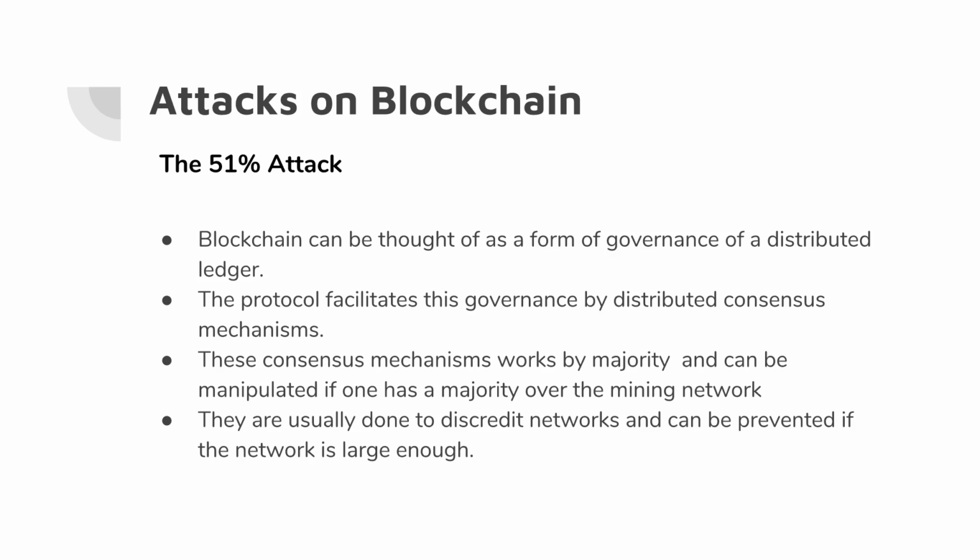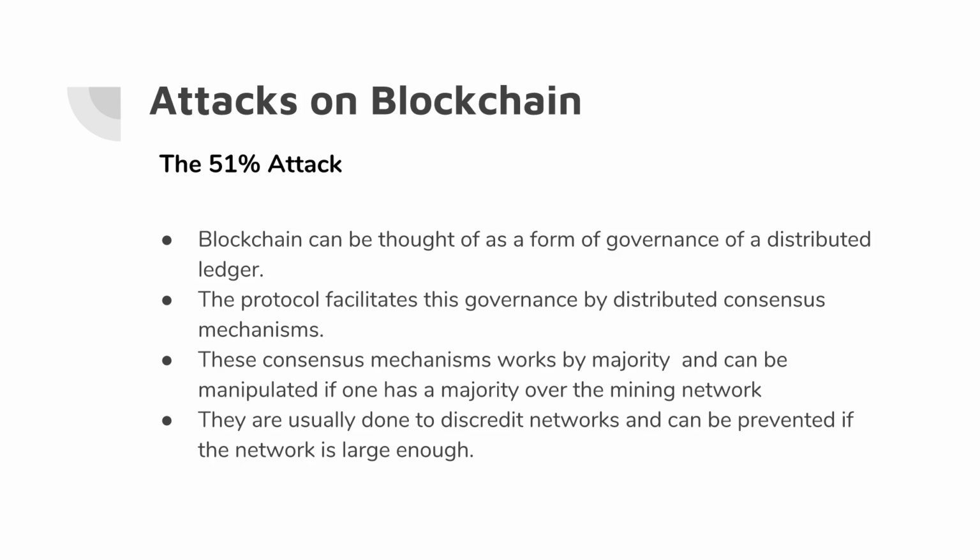Now we go into the attacks on the blockchain. A blockchain can be thought of as a form of governance of a distributed ledger. It just lays down some rules on which people can agree on what information is stored in a ledger, and the protocol facilitates this governance by means of what are known as distributed consensus mechanisms. At the core of these consensus mechanisms, they all work by majority, at least the majority of people who are actively participating in the network.